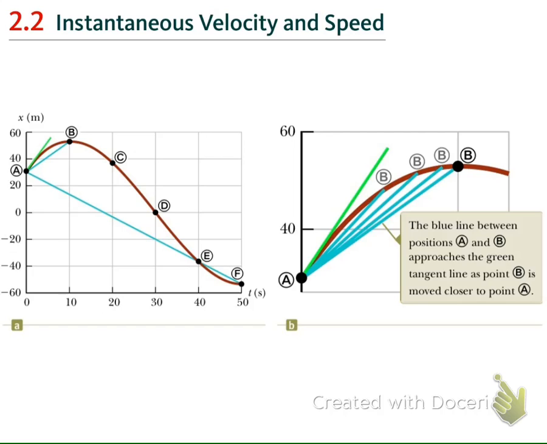So it means that it does not give you the detailed information of the velocity at every instant. So if we need that information, we have to define the instantaneous velocity and speed. Using the concept of calculus, we define the instantaneous velocity as follows.